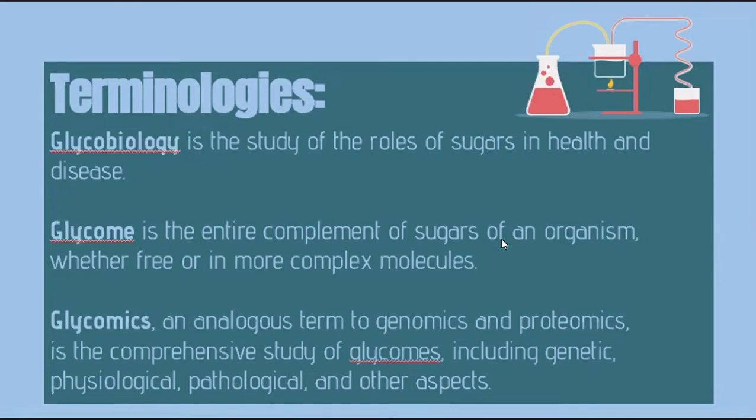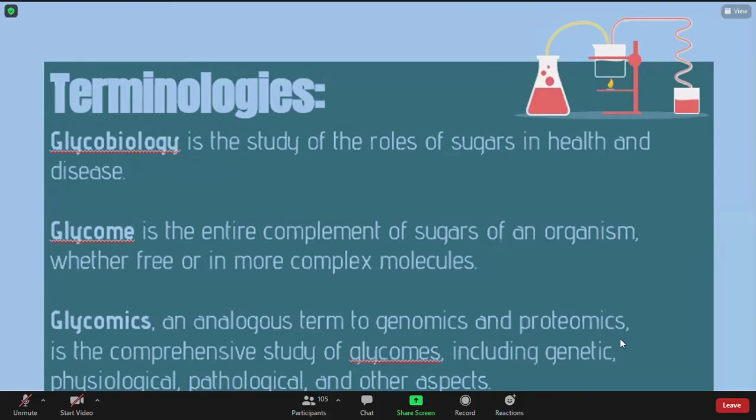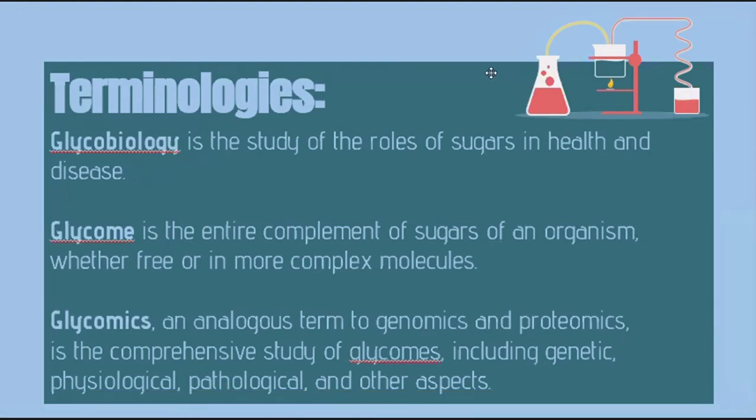So this one, found in Harper's terminology, is glycobiology and glycomics. Glycobiology is the study of the roles of sugars in health and disease. Glycome is the entire complement of sugars of an organism, whether free or in more complex molecules. Glycomics is an analogous term like genomics and proteomics: the comprehensive study of physiological, pathological, and other aspects.